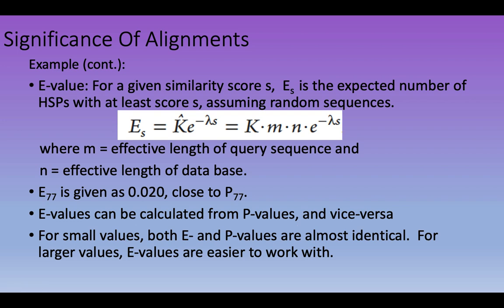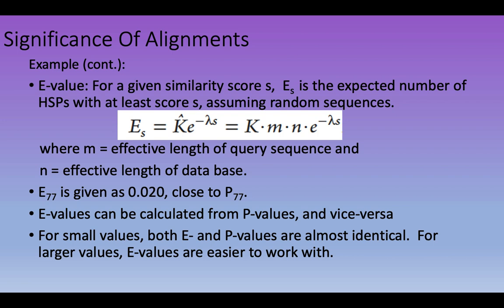The thing to notice is that when they are small, they're almost identical. But the reason people tend to favor e-values is that when they are large, e-values are a lot easier to work with than p-values. Once we get to larger p-values above 0.05, they become a little difficult to interpret, whereas the e-value gives us a number: the number of high-scoring pairs we might expect of at least that score, assuming random sequences.